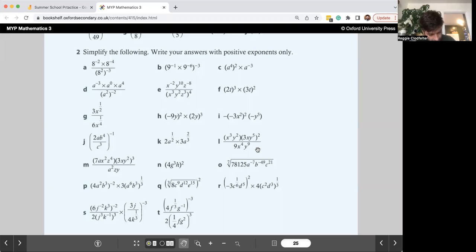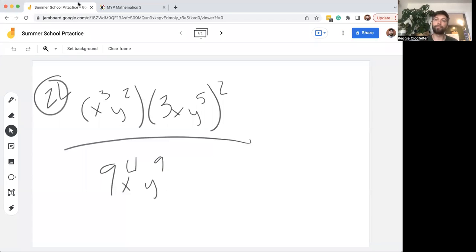Okay, 2L, bigger one. Okay, in parentheses, x cubed y squared times 3xy to the 5th, squared, over 9x to the 4th y to the 9th. Okay, so now they're starting to get bigger. Take some more steps, okay?